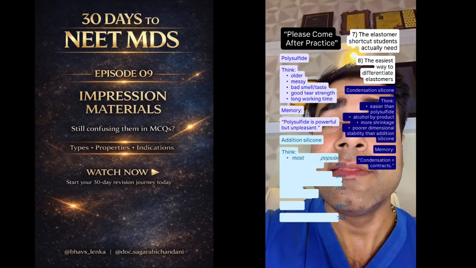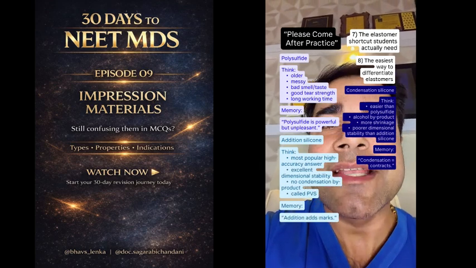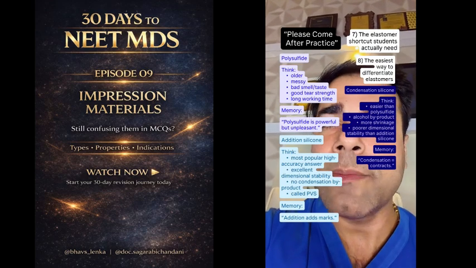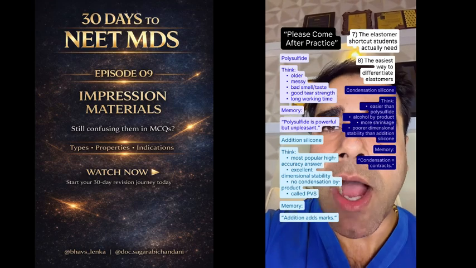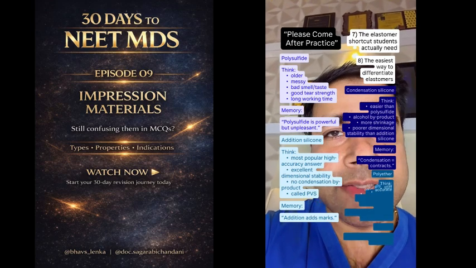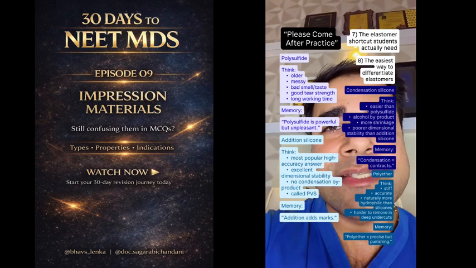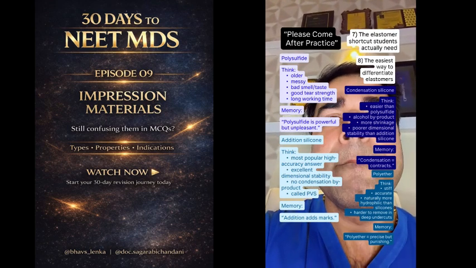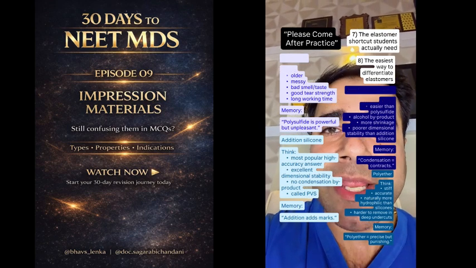Addition silicone, think most popular, high accuracy, excellent dimensional stability, no condensation byproduct, also called PVS. Memory, addition adds marks. Polyether, think stiff, accurate, naturally more hydrophilic than silicones, harder to remove from deep undercuts. Memory, polyether equals precise but punishing.